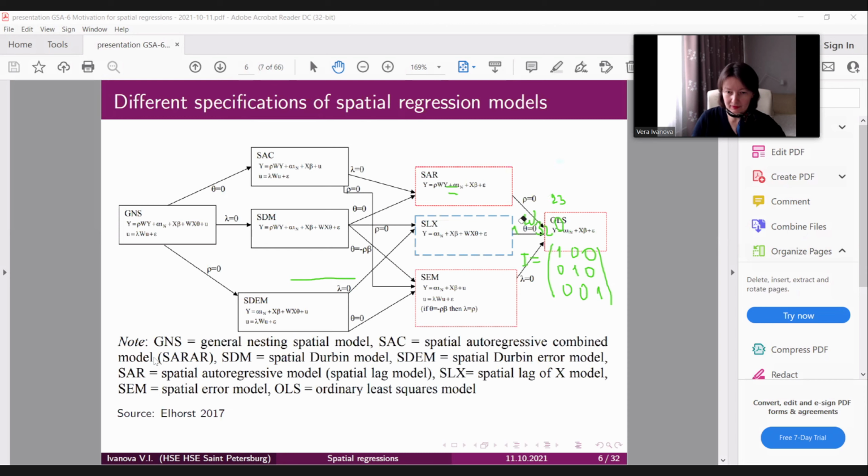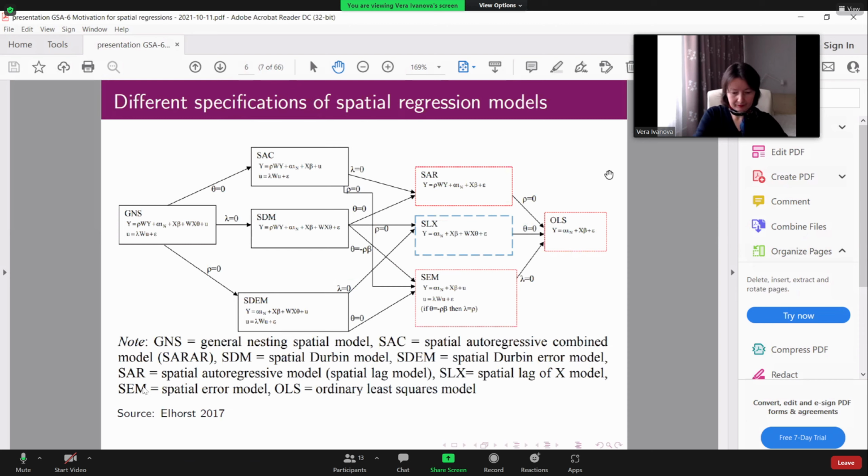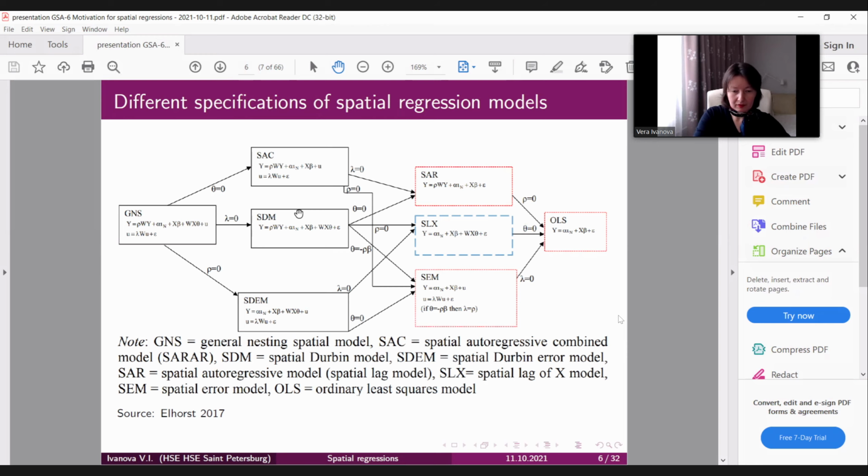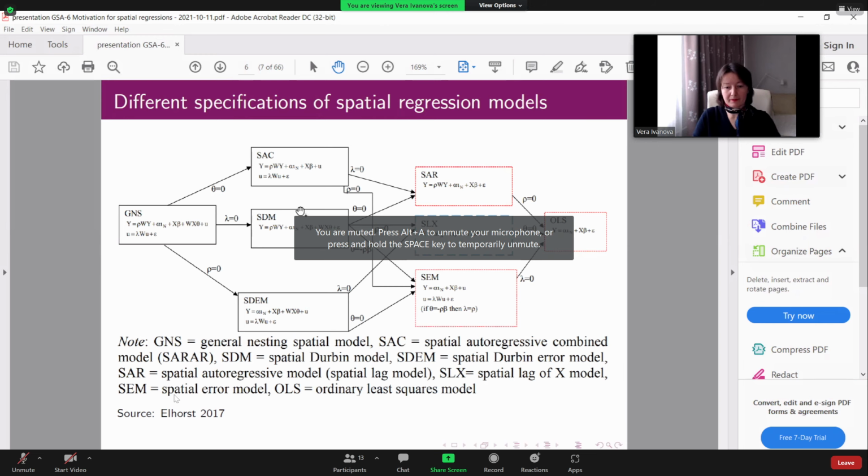Okay, let's jump to this scheme. Let me erase my notes. Where should we begin reading the scheme? Just a second. I'm trying to enlarge the screen. Sorry. Okay.